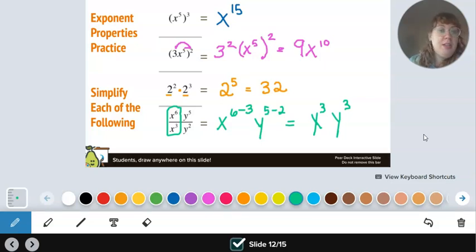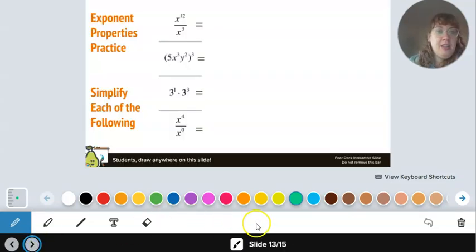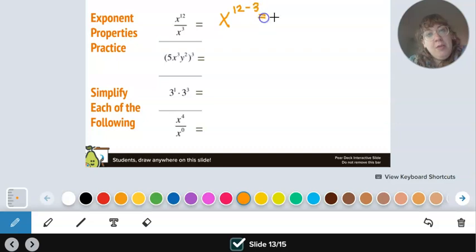Beautiful. Nice job, y'all. Slide 13. X to the 12th divided by x cubed. So these have the same base. They both have a base of x, and they're being divided. So we subtract the exponents. 12 minus 3, we get x to the 9th.